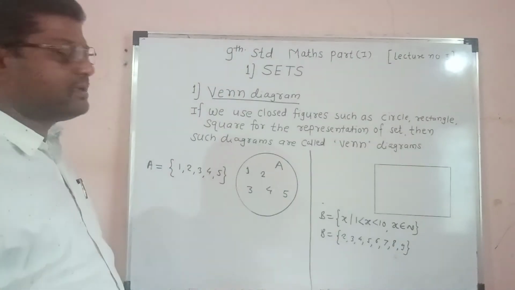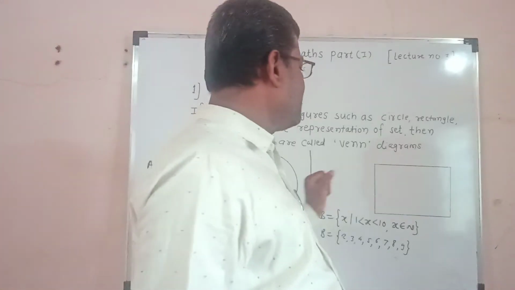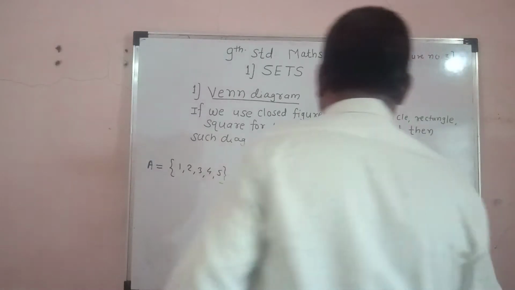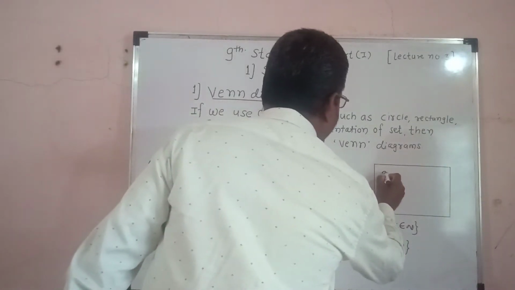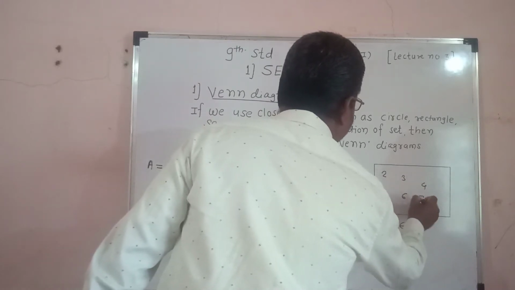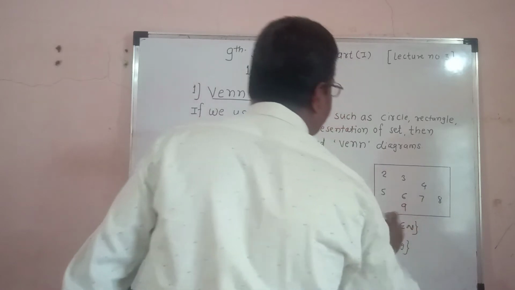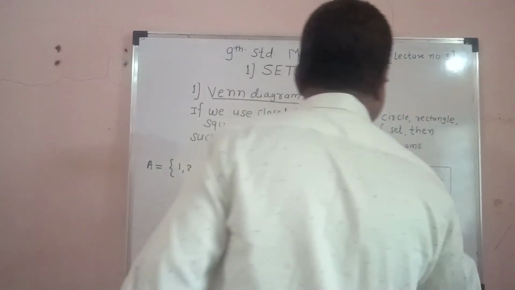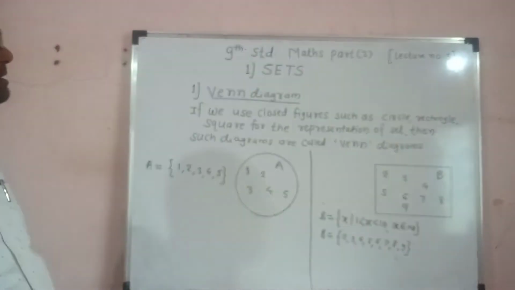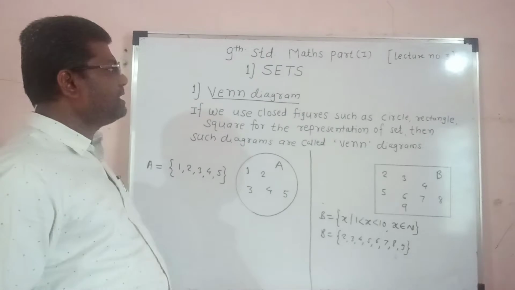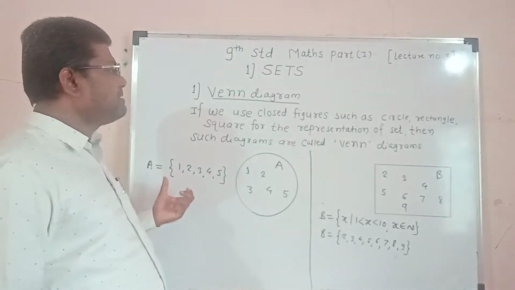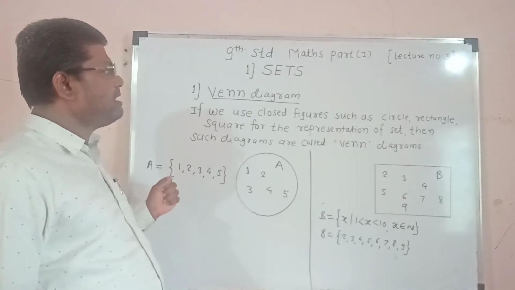Now this set can be represented by a closed figure, and we write the elements of this set, 2, 3, 4, 5, 6, 7, 8, 9, anywhere inside the figure, and we write the name of that set in a capital letter in it. In this way, we can represent any set by closed figures, and such figures are called Venn diagrams.